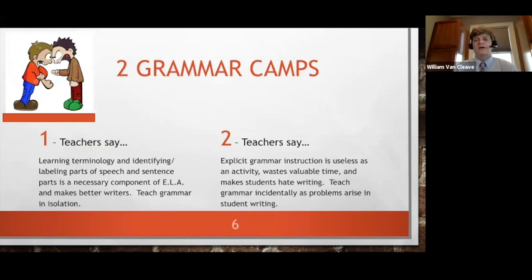So that would be kind of number 2, the incidental coverage. I notice a problem, I notice a difficulty, I address it, and I sort of apply a remedy to it, and we do that in a little mini lesson format. So that's kind of Camp 2.